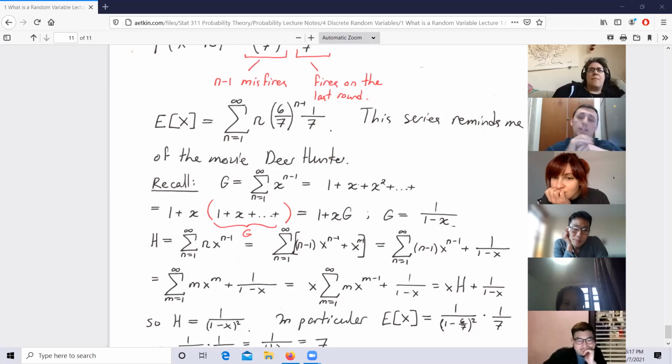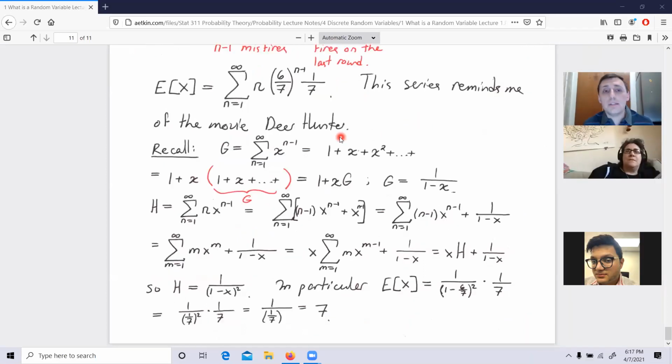But let's do it still. Let's actually calculate it just to be sure that I'm not lying to you. So first, let's remember how we calculate geometric series, right? Let's pick the sum of x to the power of n-1, and that's equal to g. That's a geometric series, so we can use that fractal idea that we mentioned here. So we have 1 plus x plus x squared, etc. That's equal to 1 plus x, and in parentheses, what I factored out is just g. So g is equal to 1 plus x times g.